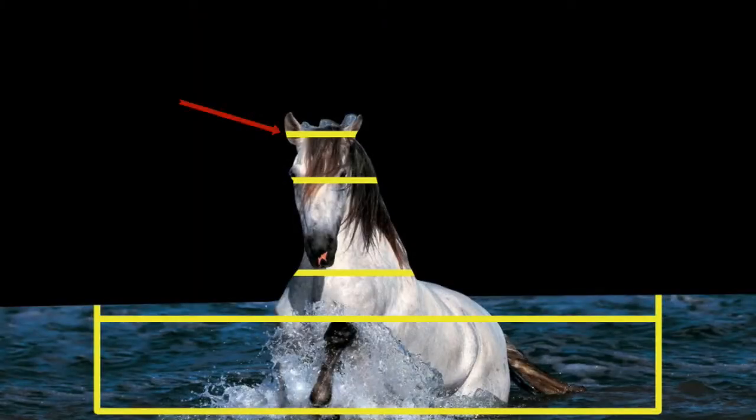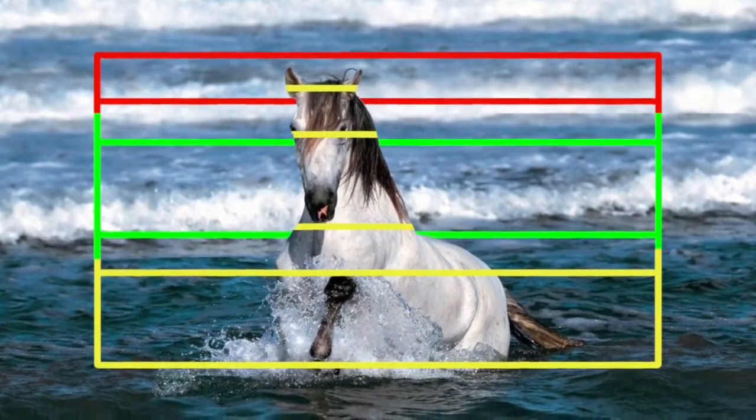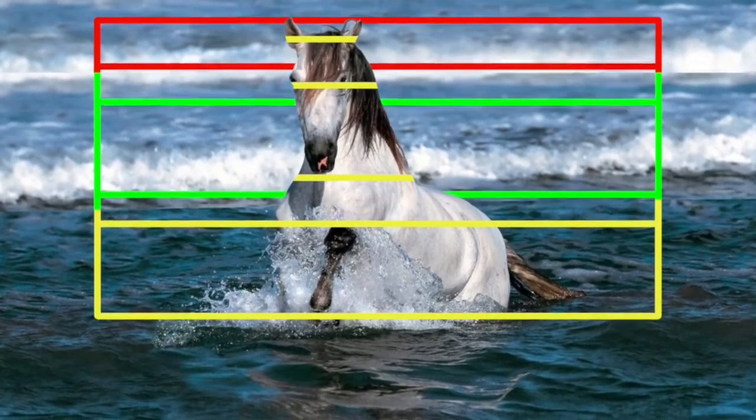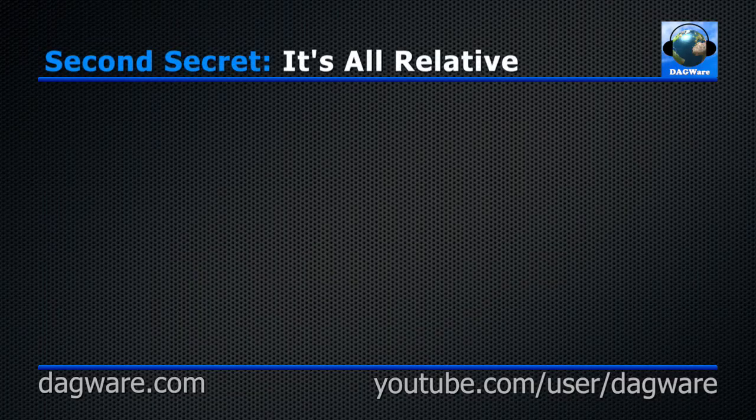Now watch the yellow lines across the horse's head. Since the horse's head in the foreground is closer to the camera, it moves up faster than the background does, just like real life. Second secret, it's all relative.